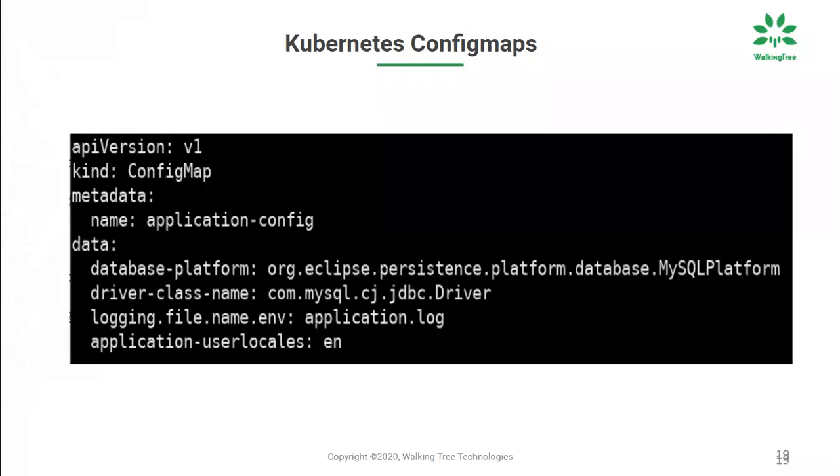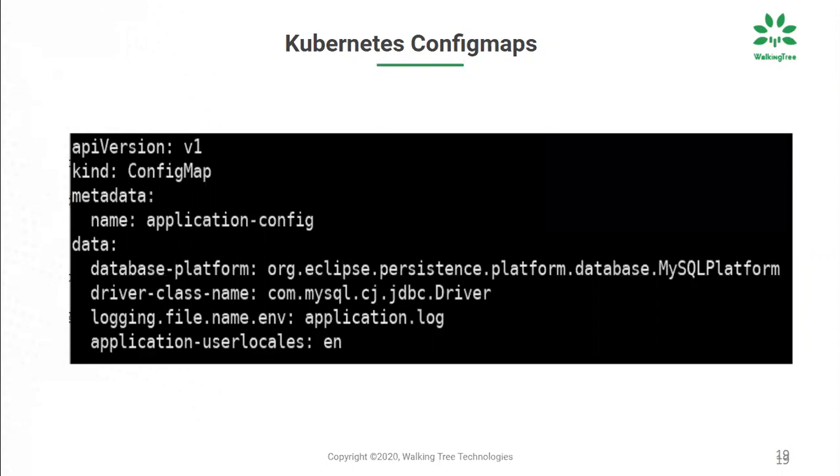So if we talk about maintaining variables which are non-sensitive, for example, I show here the database platform, the driver class name or the logging file name. These are not necessarily sensitive values. If somebody were interested in looking at these files, revealing these values hardly makes for any security breach. So these values can be collated together and packaged into a resource which is known as a config map. What I show here is a Kubernetes config map.